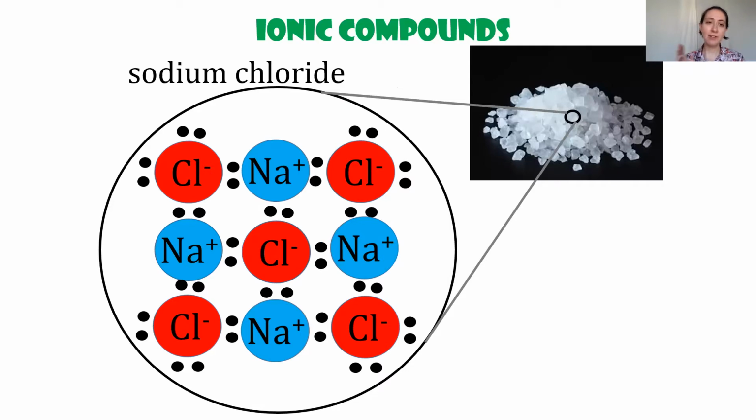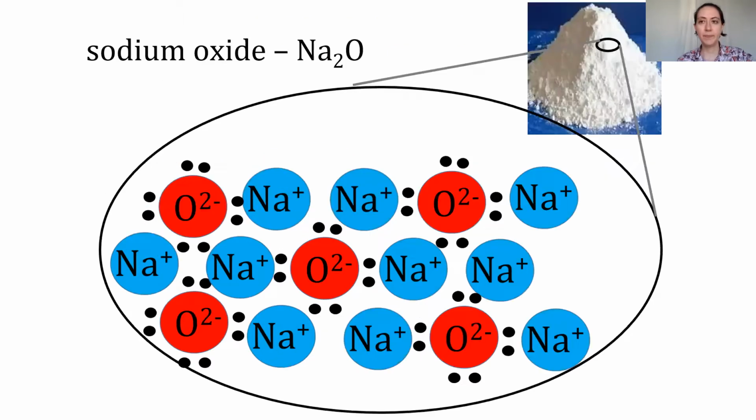It doesn't matter, but for sodium chloride the ratio is always 1-to-1, 1 sodium for every 1 chlorine. Now, that is frequently the case with ionic compounds, but not always. So let's take a look at another example.